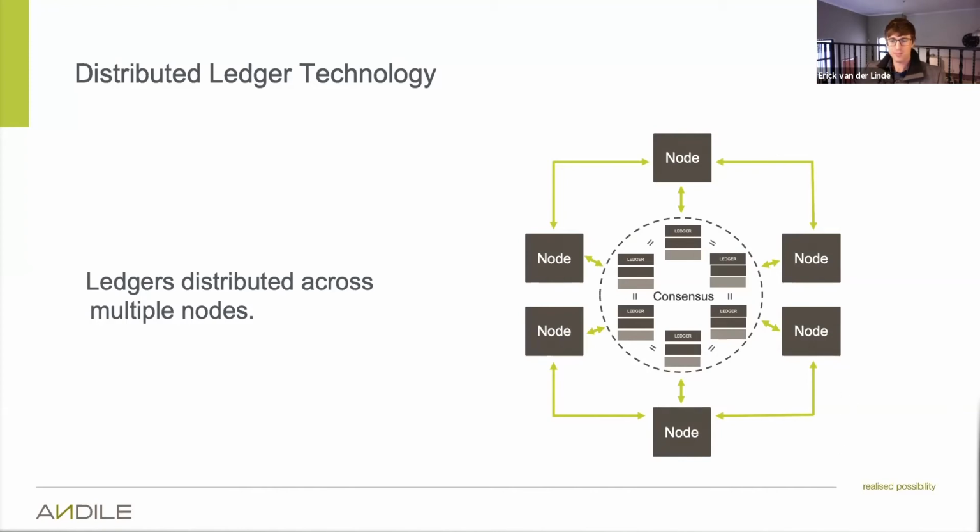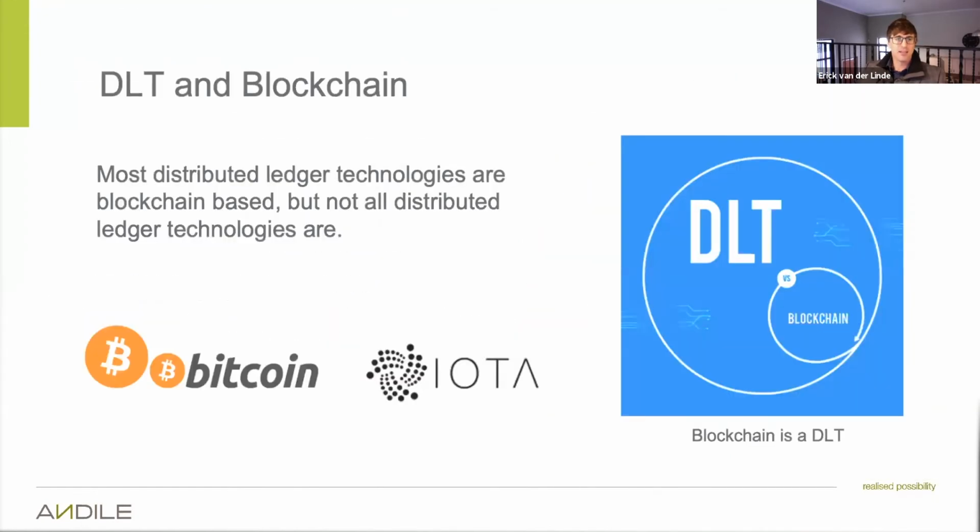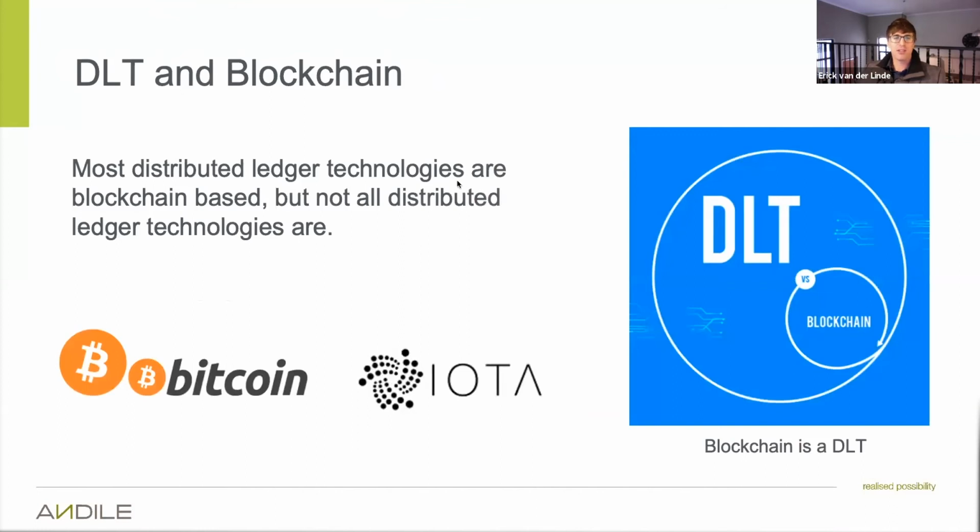So next we will look at a few examples of DLTs, and just quickly, what is the difference between blockchains and DLTs? Most distributed ledger technologies are blockchain based, but not all of them are. As you can see on the image there on the right, all blockchains are distributed ledgers, but not all distributed ledgers have to be a blockchain.